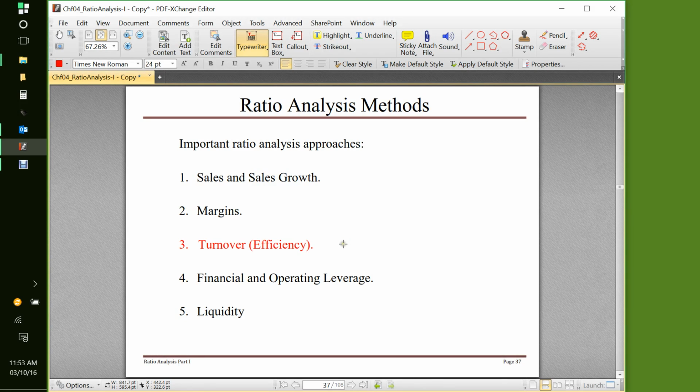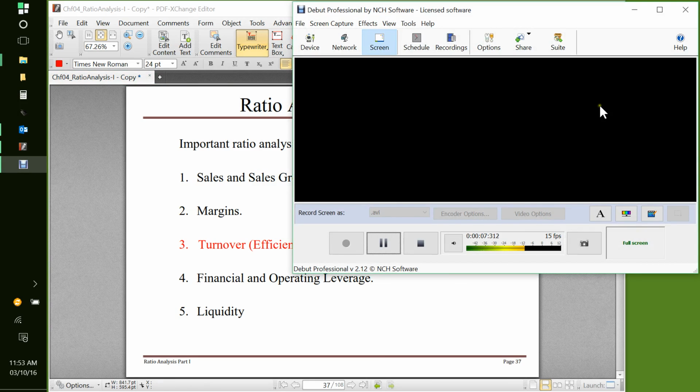Okay, so now let's look at turnover or efficiency ratios.